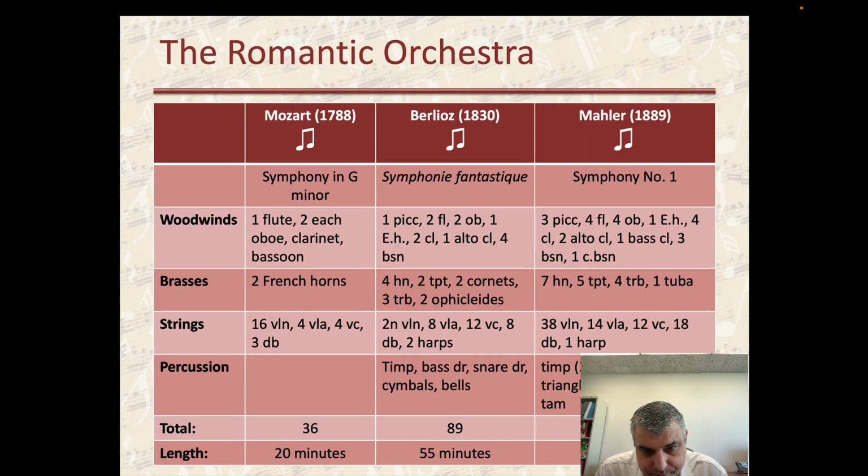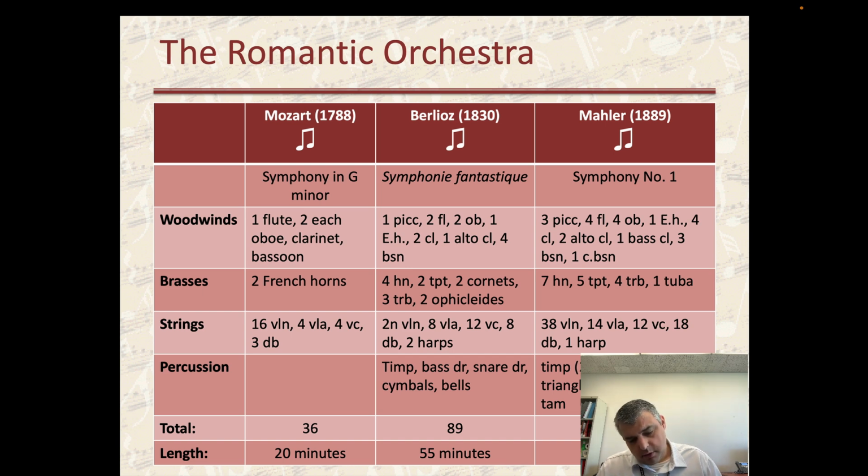Romantic orchestra. When we look at this diagram, it really displays the growth of the orchestra across the Romantic period. So when we look at Mozart, his Symphony in G minor, it's 36 performers, and it's 20 minutes long. But we fast forward a little over 40 years, and we have Berlioz and his Symphonie Fantastique. Now his Symphonie Fantastique is almost an hour long; it's 55 minutes, and it's got 89 performers. Okay, and it's got that percussion in there. It's got the timpani, the bass drum, the snare drum.